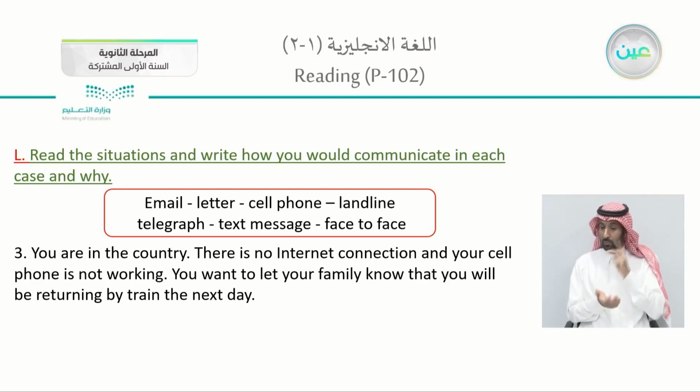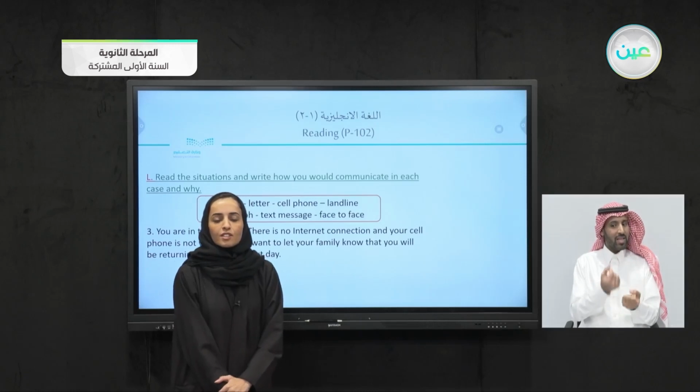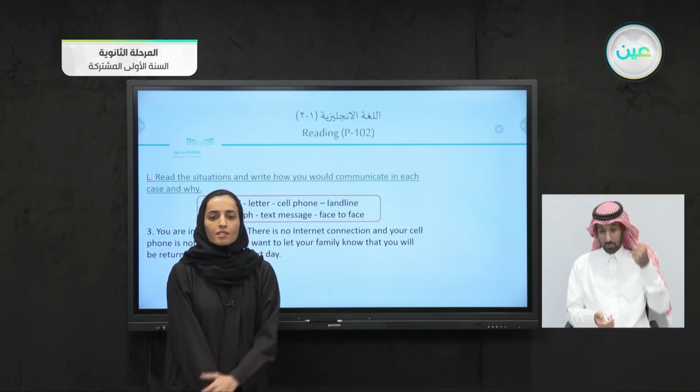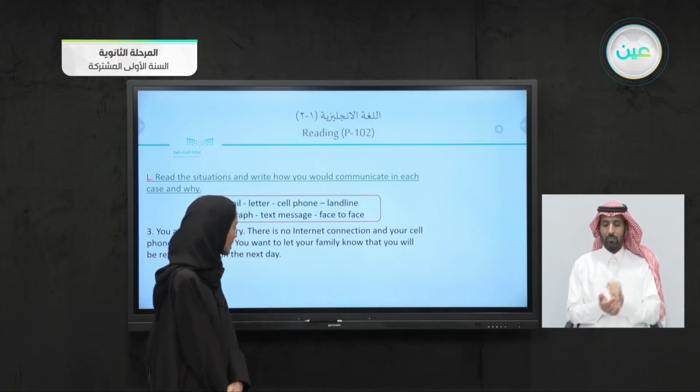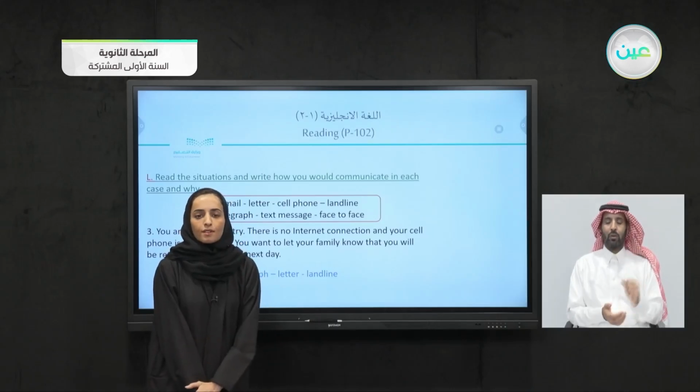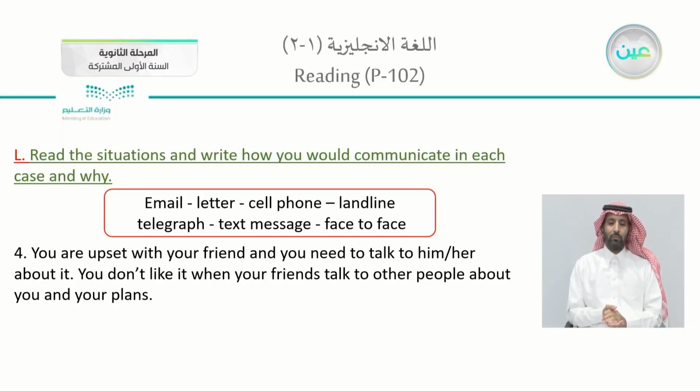So in here, we don't have internet. The internet is not an option. So you can't use your cell phone, you can't use the internet. What can you use? You can use the telegraph, or you can use a letter, or maybe a landline. With landlines, we don't use the internet. The following in here, choose the suitable means of communication.